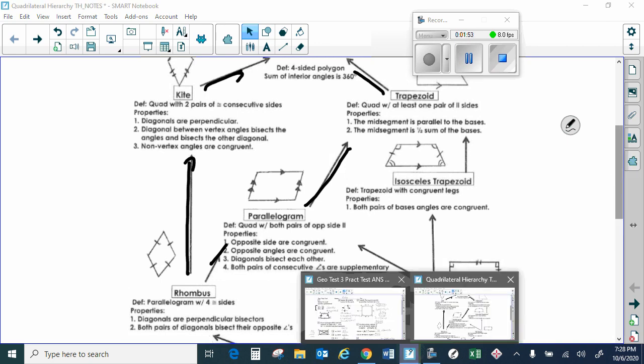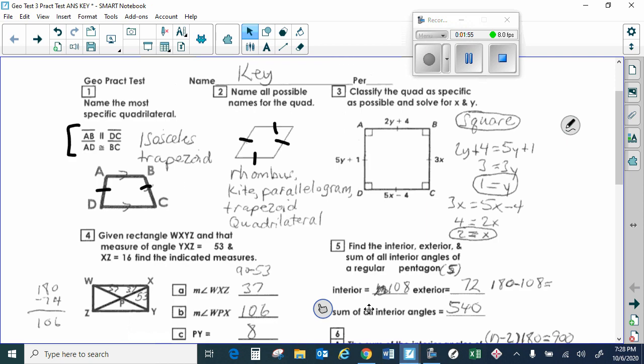Okay, so let's go back to number three. Classify the quadrilateral as specific as possible. Well, we see we have four congruent sides, and this time it's four right angles, so that makes it a square. And then solve for x and y. Well, since they're all congruent, I can choose any of the sides I want to set equal to each other.